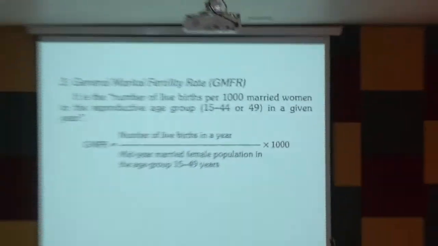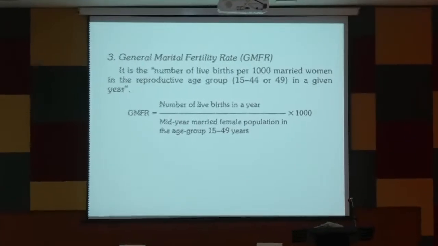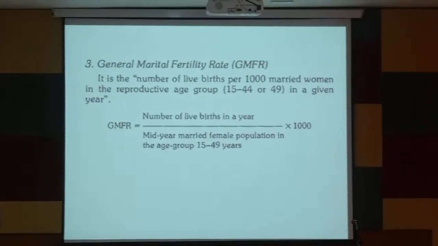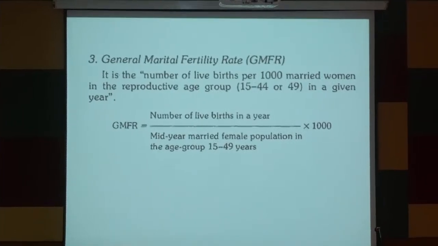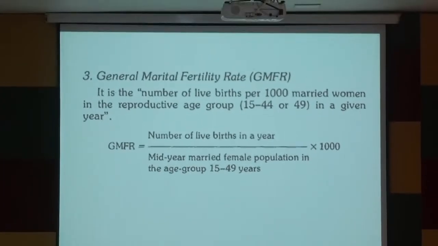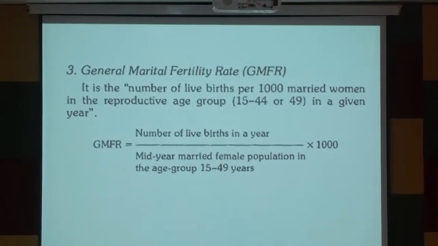We try to specify it further. General marital fertility rate is the number of live births per 1,000 married women in the reproductive age group in a given year. The denominator now consists of the median married female population in the age group of 15 to 49 years. So this is the general marital fertility rate. General fertility rate, then general marital fertility rate.